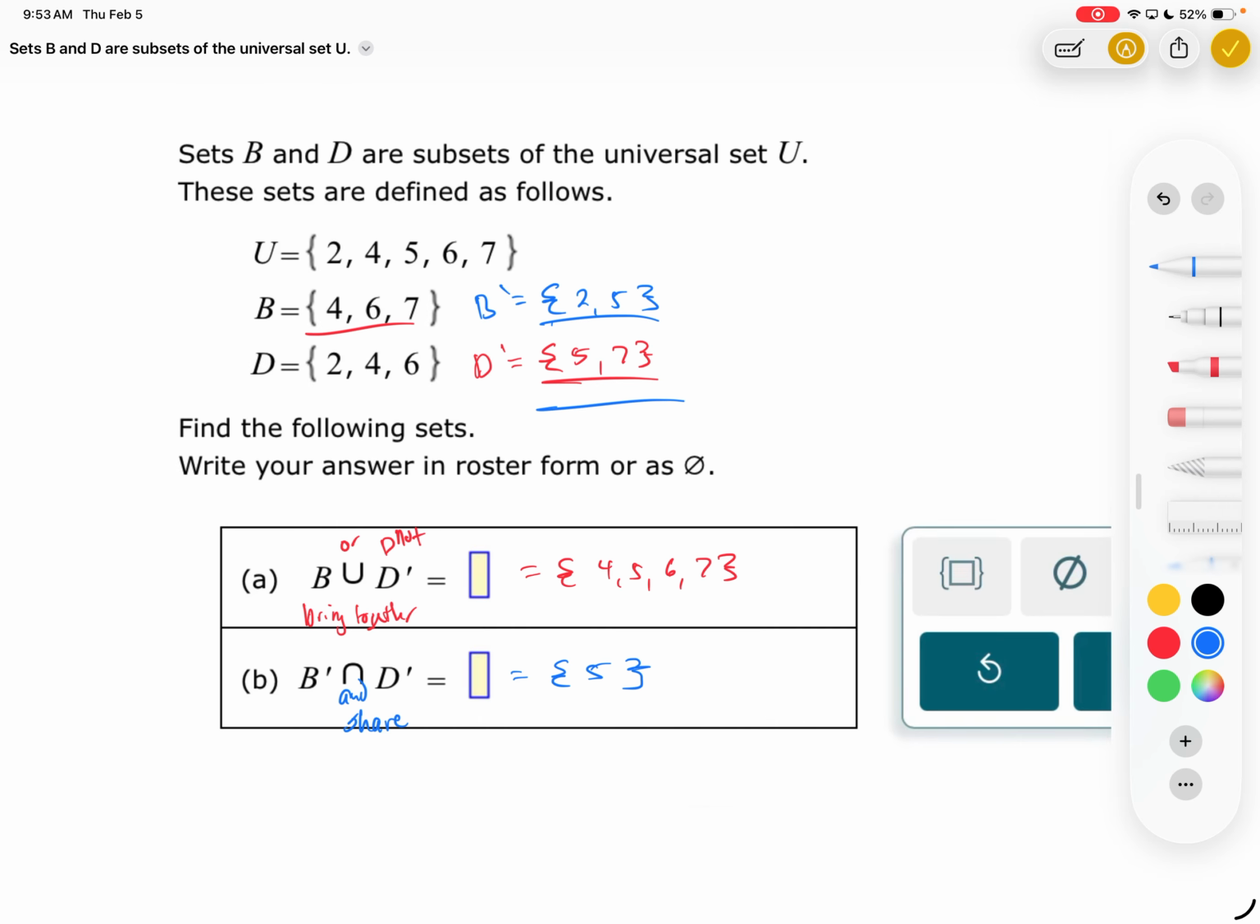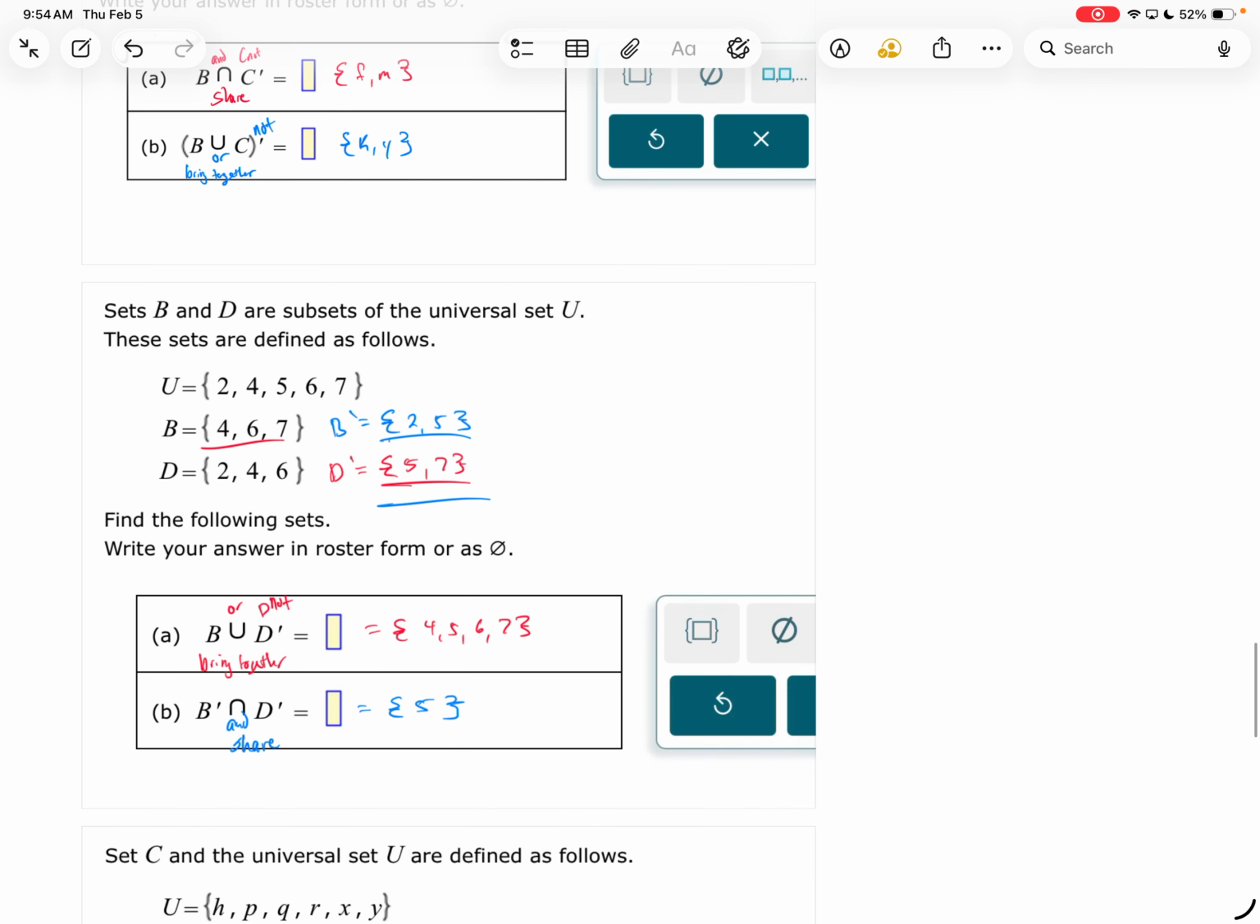Okay? It makes it so much easier if you write down piece by piece. Write down the B naught. Write down the D naught. Then you can just look at it and see if they share instead of trying to think about all that in your head. So really try to write these step by step.